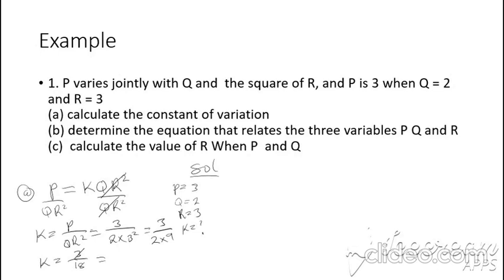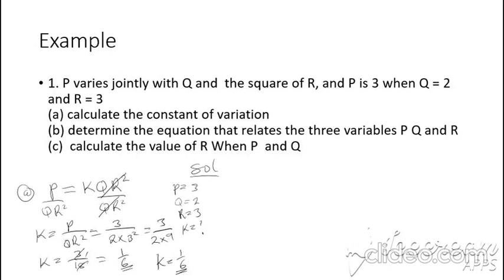Therefore, 3 can go into 18. 3 into 3 is 1. 3 into 18 goes 6 times. So the answer is 1 over 6. Our final answer for K is 1 over 6. Then you're done. Now let's do B. Let's solve for B. The question is saying, determine the equation that relates the 3 variables P, Q, and R.